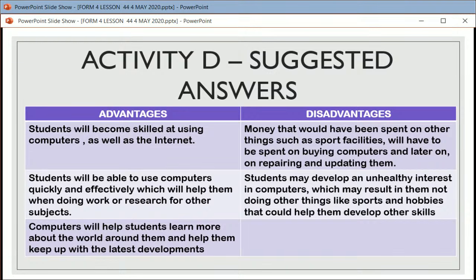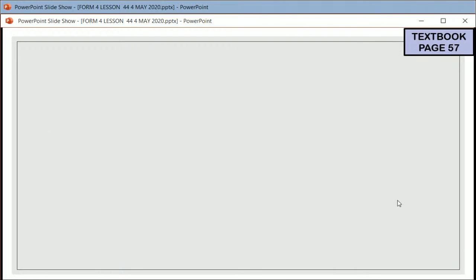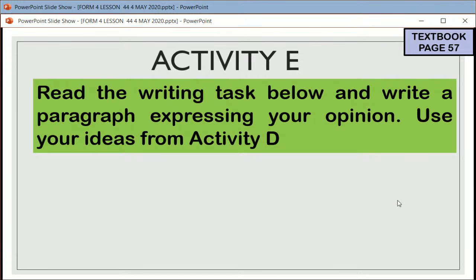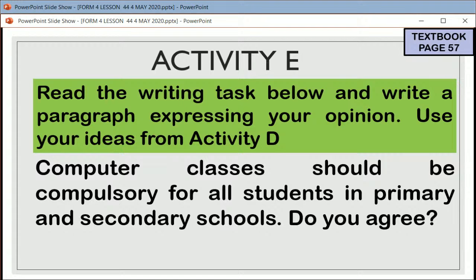So usually, this is your task. Read the writing task and write a paragraph. Now, this task is just writing a paragraph. You're not supposed to write a whole essay with so many paragraphs. Only one paragraph, and use your ideas from activity D. Remember the activity D that I asked you to list out your ideas. Use the ideas. If you want to use some of the suggested answers, feel free. If you want to use your own ideas, feel free. Up to you.